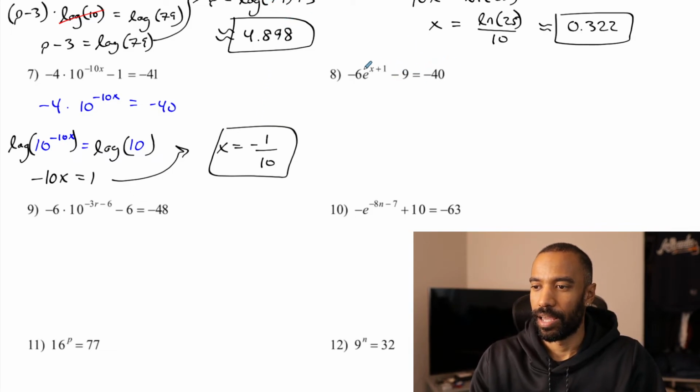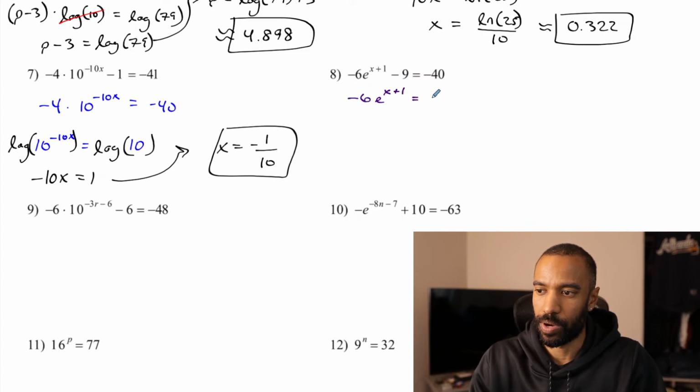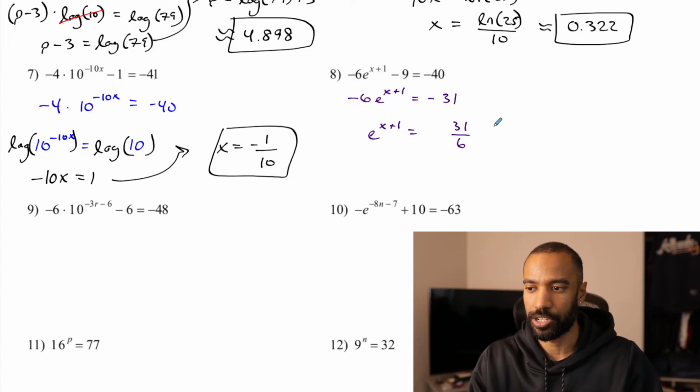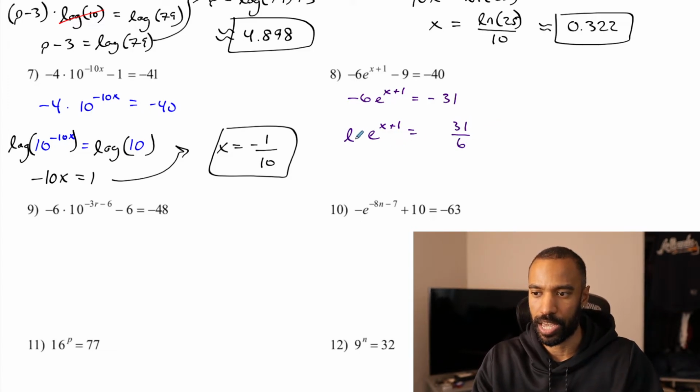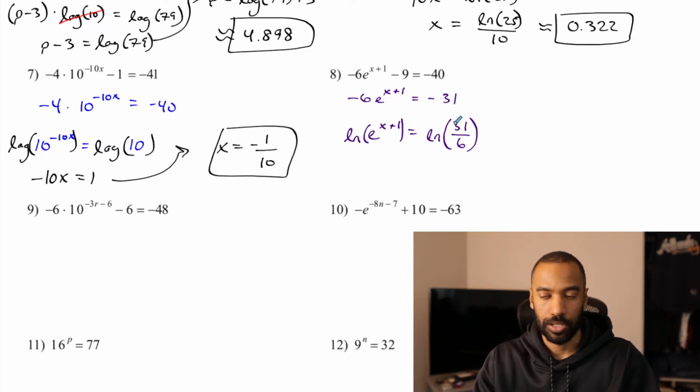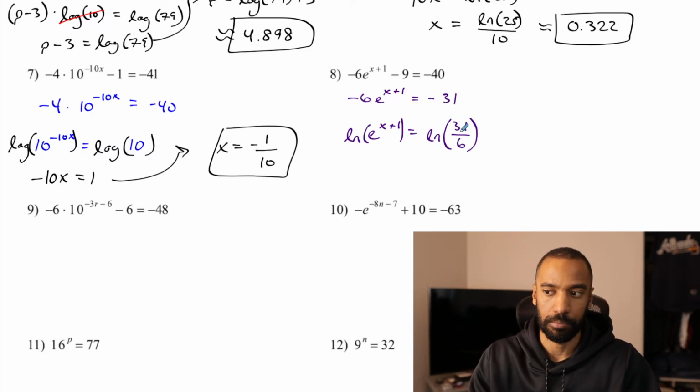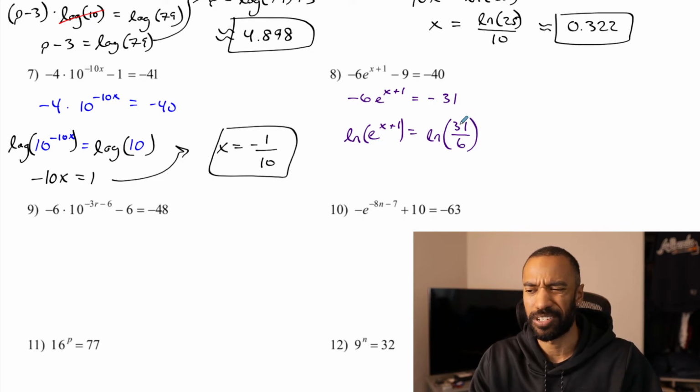All right. Here we go. Add 9 to both sides. Negative 6 times e to the x plus 1 is negative 31. Divide both sides by negative 6. You get e to the x plus 1 equals positive 31 over 6. Now, that's a fraction involved. That's not a terrible thing. You're just going to type that in your calculator. Just make sure it's all inside the natural log when you calculate it. Don't worry about what decimal it is. It's reduced as a fraction. Don't worry about that.